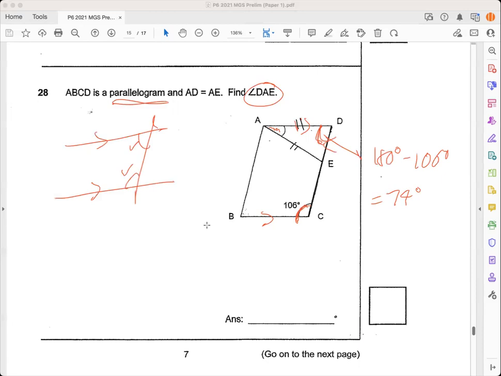Now, because these two sides are equal, this is an isosceles triangle with the bottom two angles equal. So this angle is also equal to 74 degrees. Now we can find the answer to the question. Angle DAE is 180 take away the bottom two angles, 74. The answer is 32 degrees.